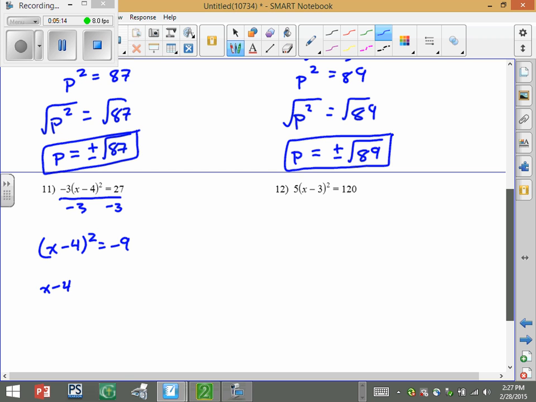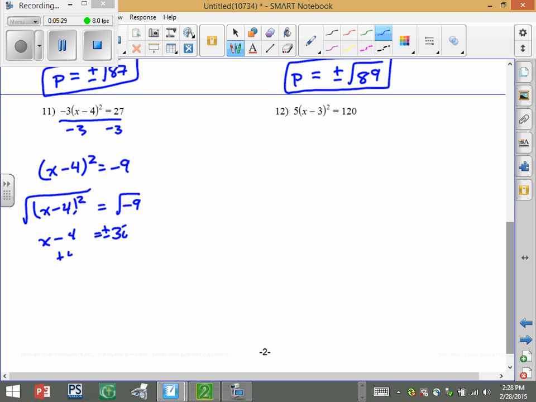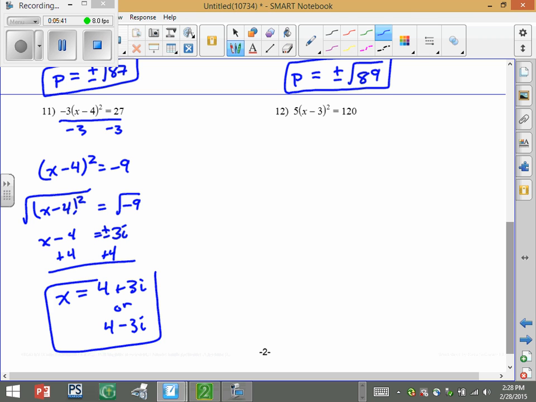Now, to undo the squaring, we need to take the square root. So that'll leave us with x minus 4 on one side, and then this turns into plus or minus 3i. x still isn't quite all by itself because we need to add 4 to both sides. We cannot add 4 to 3i, so what we have is 4 plus 3i, or 4 minus 3i. Again, you could also write this as x equals 4, and you could just do the plus or minus in one step. These are saying the exact same thing.